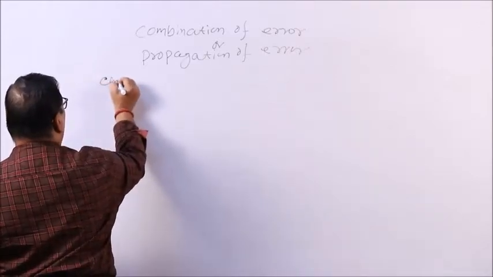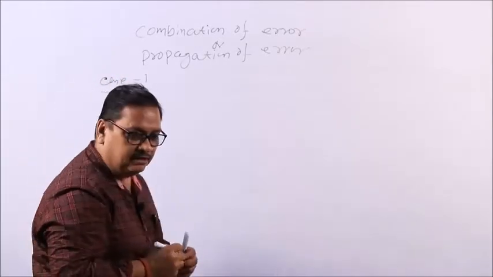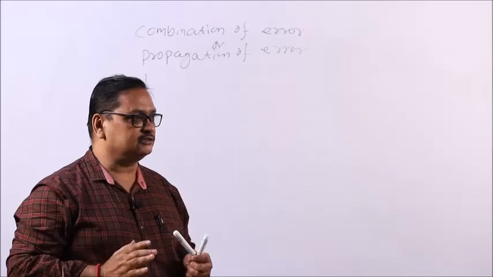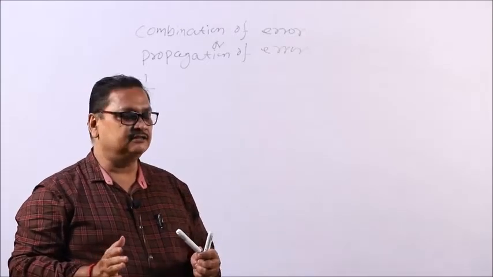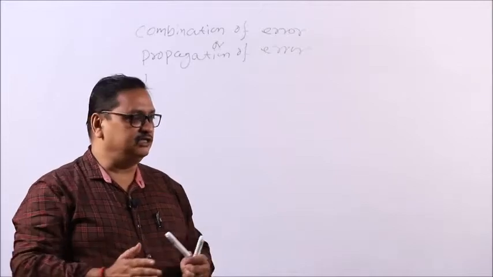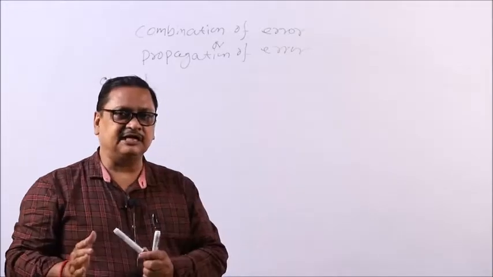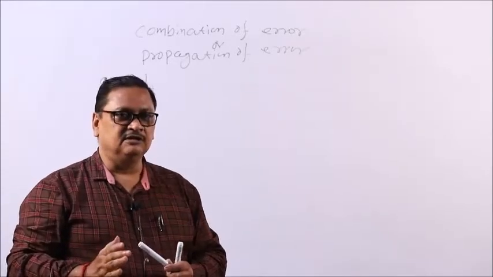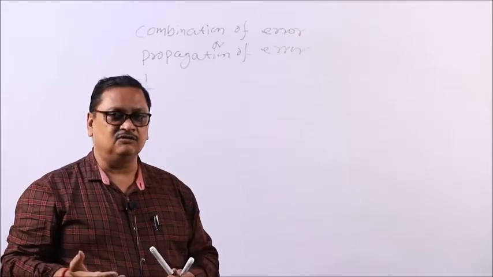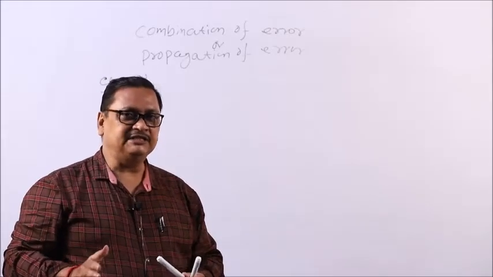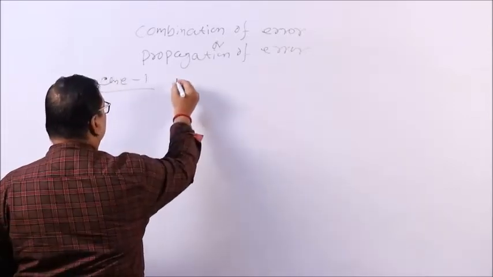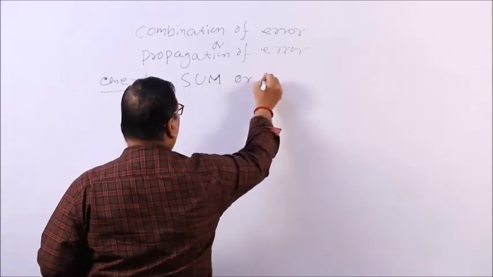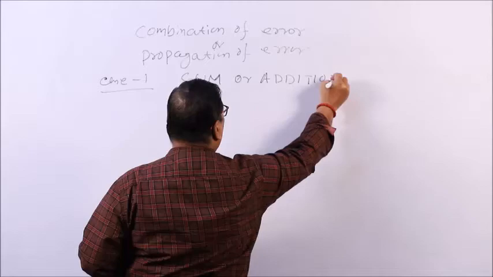So, first, case 1, when a result involves sum or addition. Suppose there are two measurements, a first measurement and a second measurement. In the first measurement there is some error, in the second measurement there is also some error. If we combine the first measurement plus the second measurement, what will be the final error, whether it will increase, decrease or remain constant. So, case 1, sum or addition.